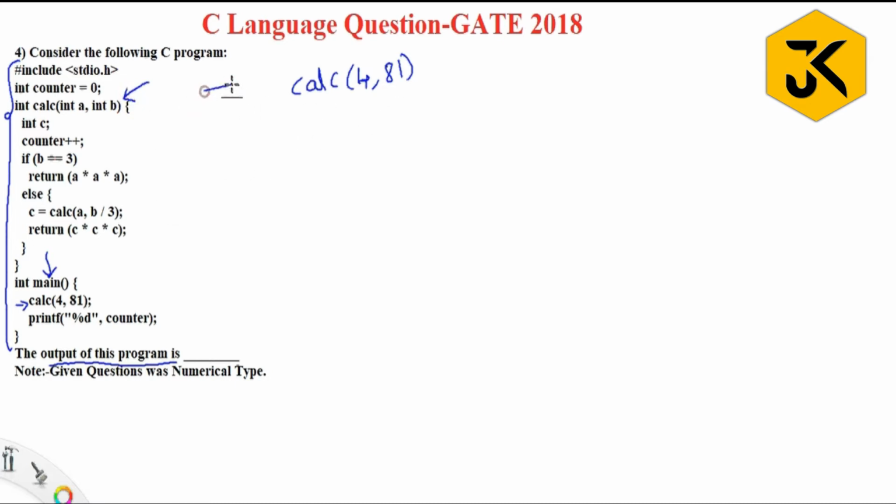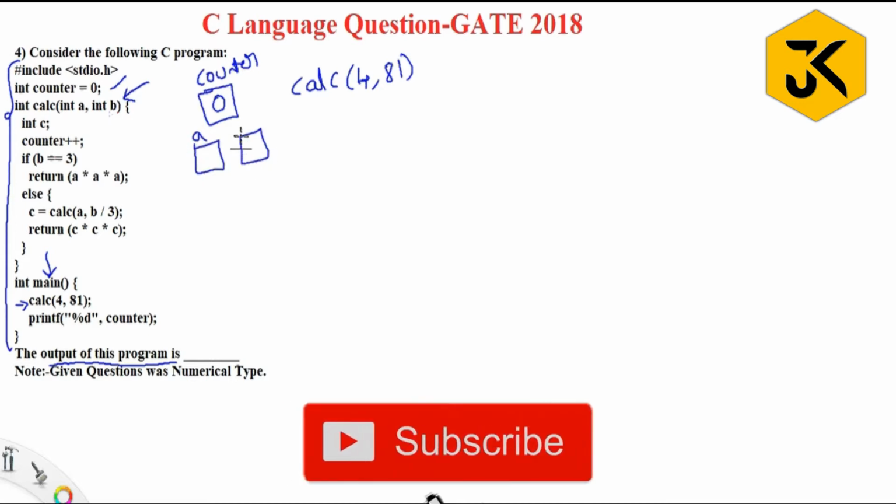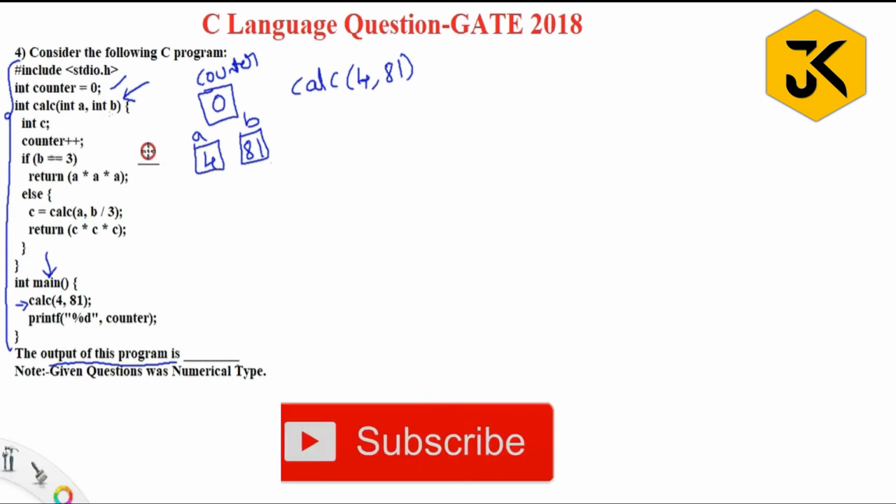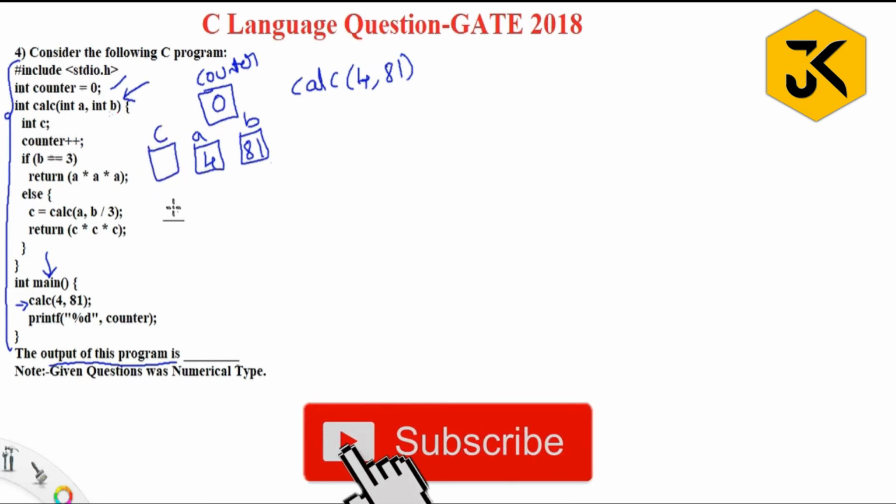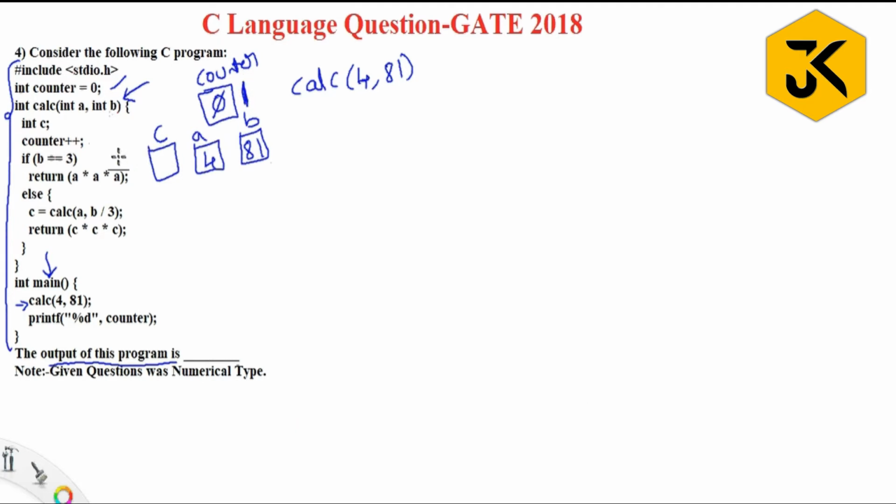So initially they have declared one counter variable with a value 0. Whenever they are calling the function calc with 4 comma 81, it is going to create two local variables a and b with the parameter values they passed, that is 4 comma 81. Then they have declared one c variable. Then the counter value is incremented by 1, so counter plus plus, that is 1.